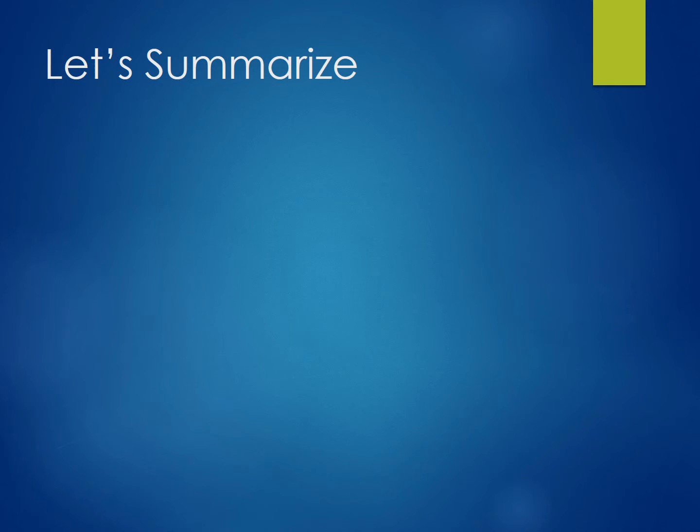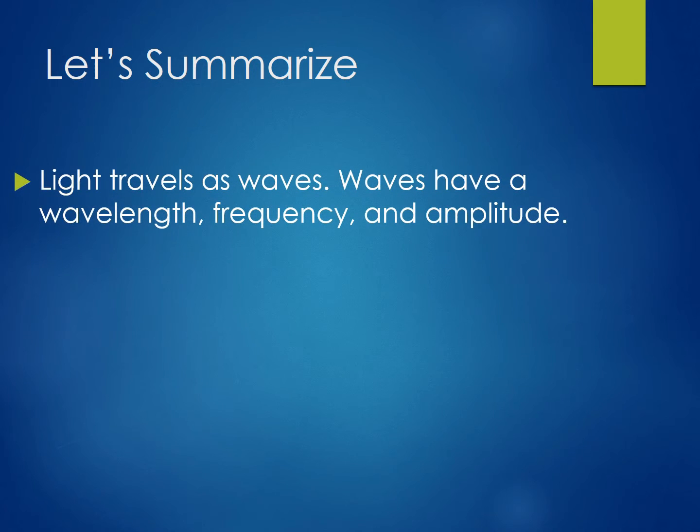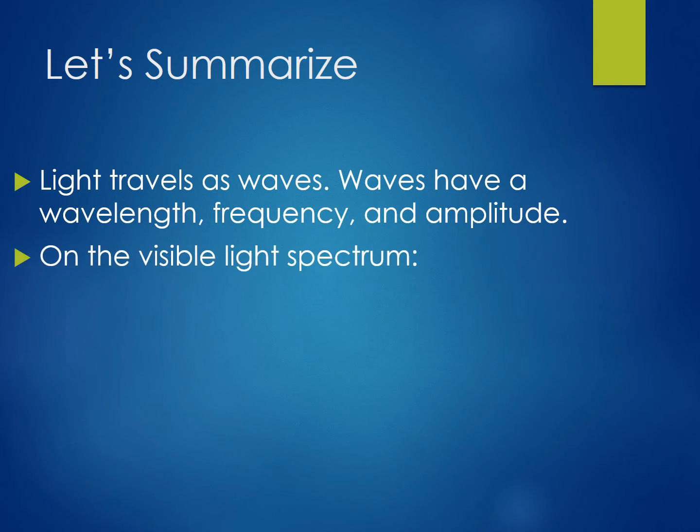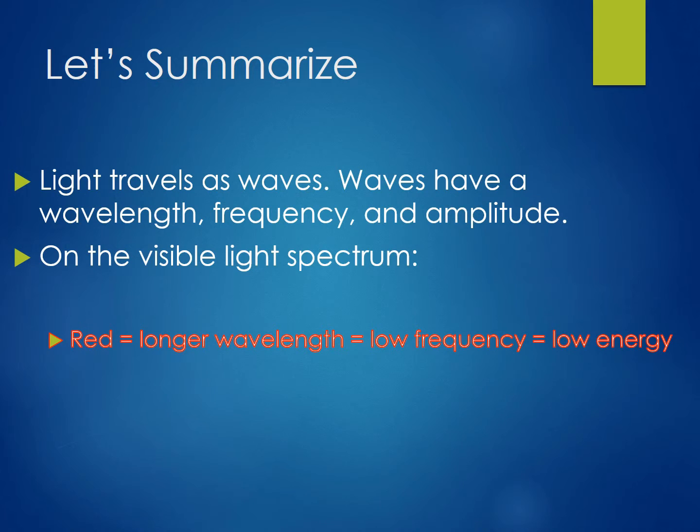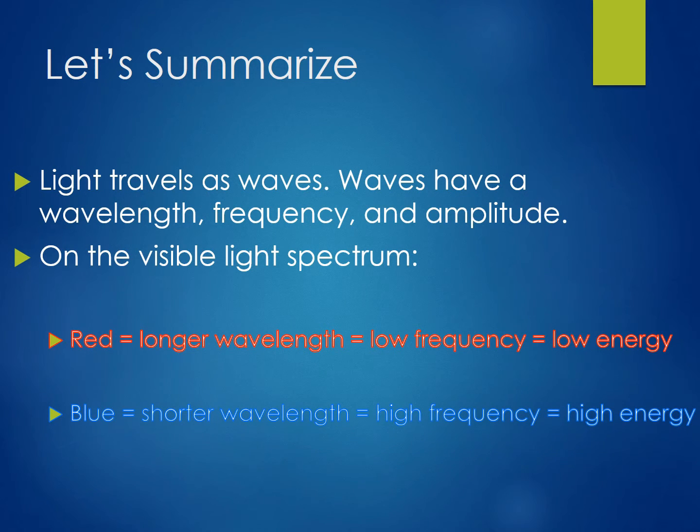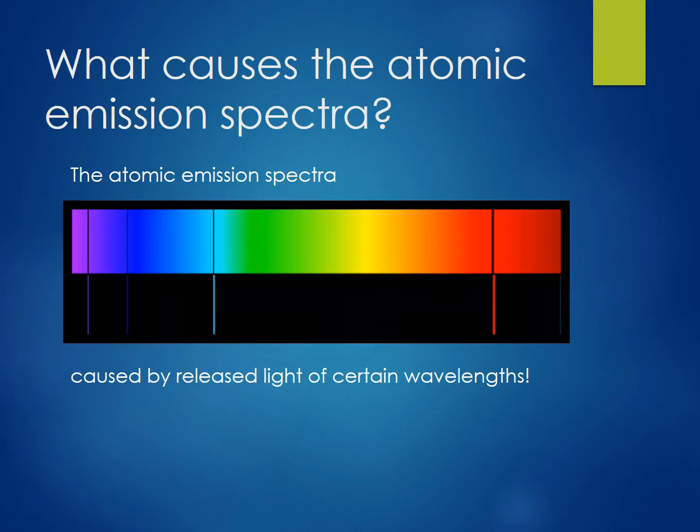So let's summarize what we've talked about so far. Light travels as waves. Waves have a wavelength, frequency, and amplitude on a graph. On the visible light spectrum, red has longer wavelength, lower frequency, and low energy, something you should write down in your notes to remember. Blue has shorter wavelength, high frequency, and high energy.